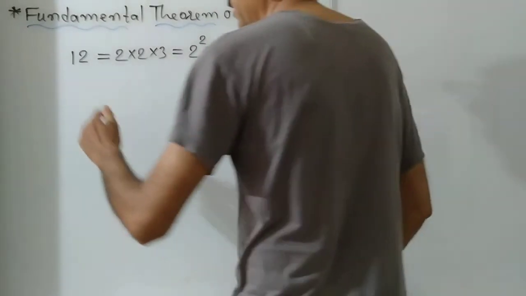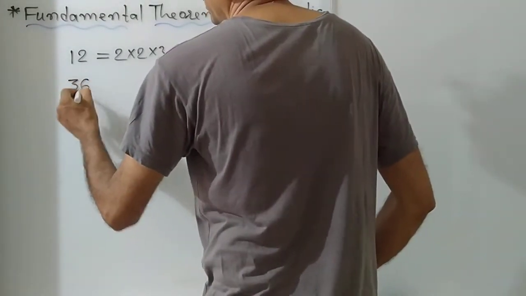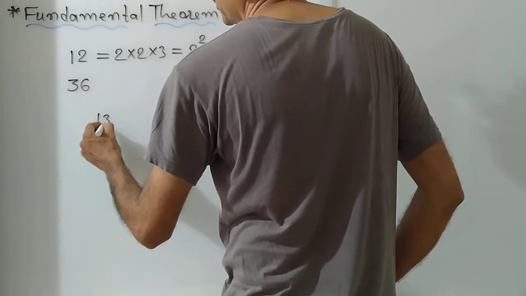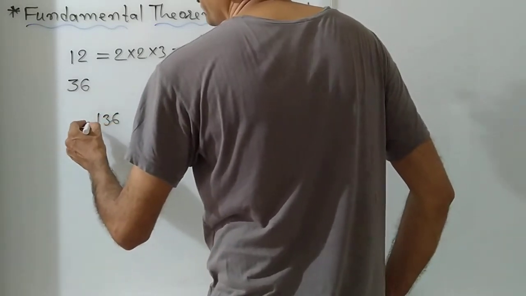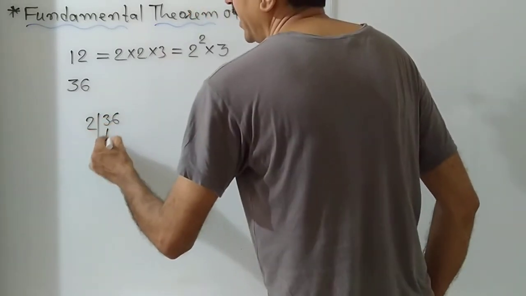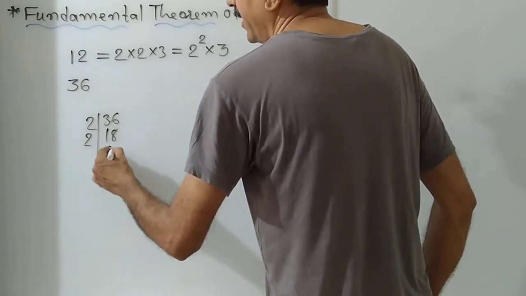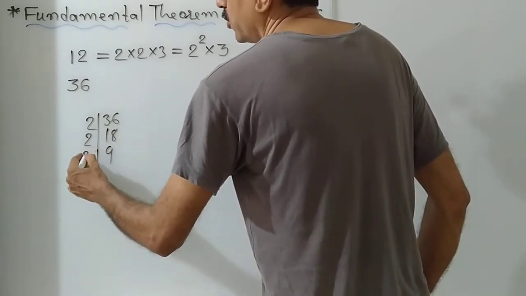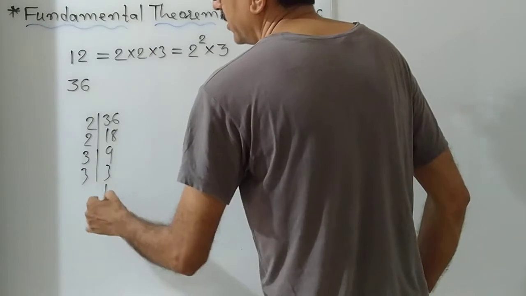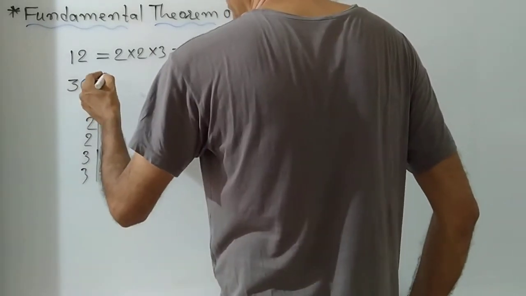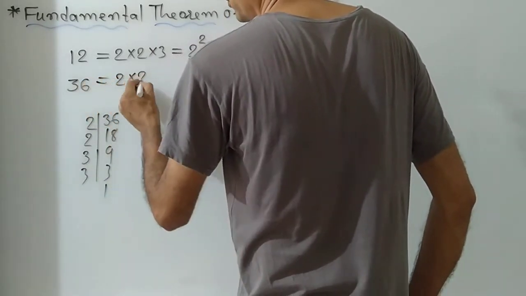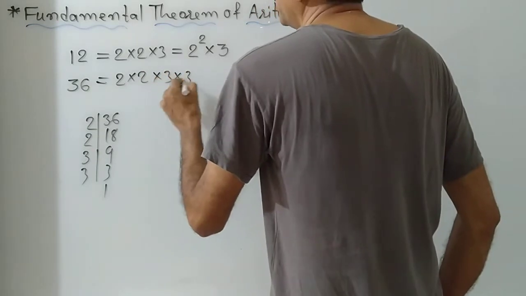Let's take another example, 36. 36 divided by 2 is 18, divided by 2 is 9, then by 3, 3, and 3, 1. So it can be written as 2 into 2 into 3 into 3.